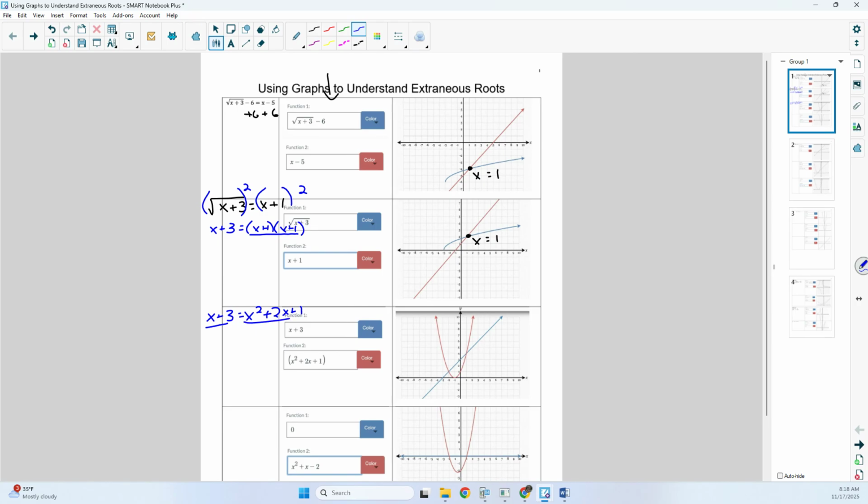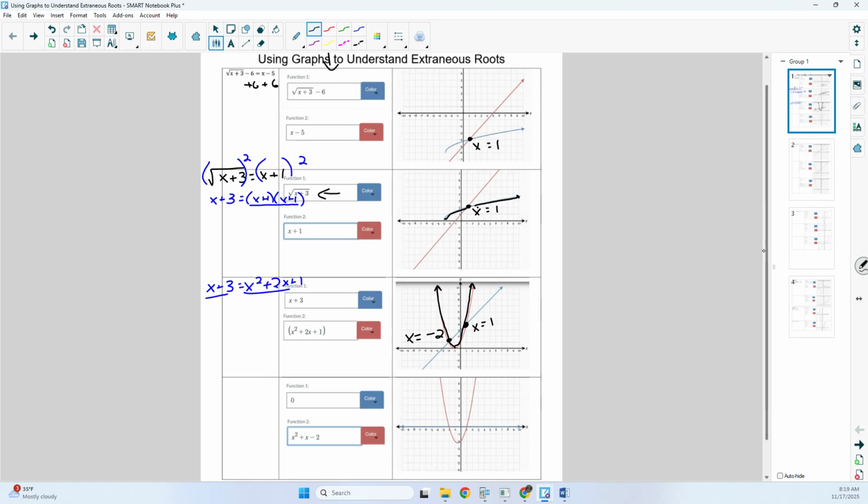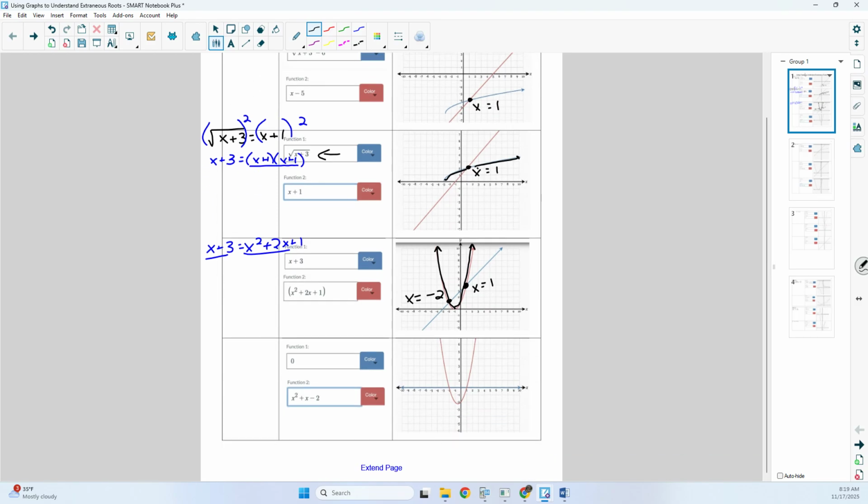Now here's where the interesting thing happens. Because this function is a square root function, we only have that like half of a sideways parabola. When I change the equation and I square both sides, I created a whole x squared parabola because I have a quadratic now. So we went from just having an answer of 1 to still having an answer of 1, but also having an answer of -2, which isn't the answer to the original equation, and there's my extraneous root.